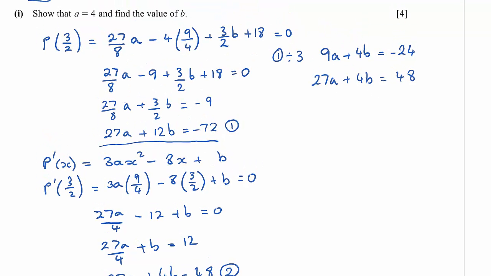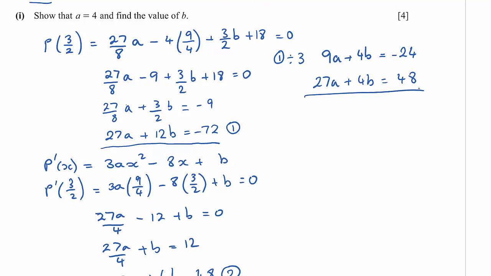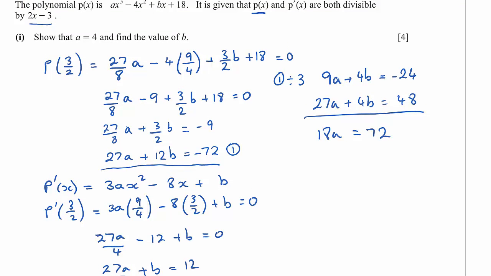And we can now subtract there. So if we subtract, we get 18a, 27 take away 9. The b's will disappear. And then we've got 48, take away negative 24. So that's 48 plus 24, which is 72. And therefore a is going to be 72 divided by 18, which is 4 as required.